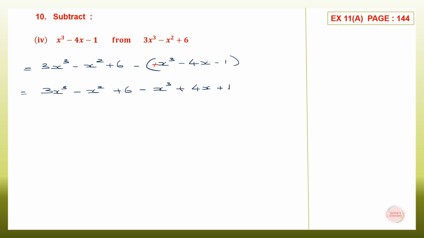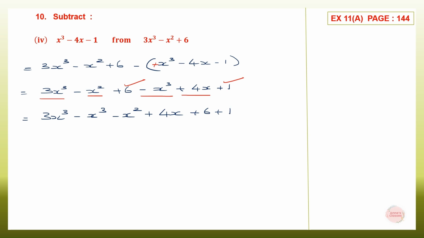Let's arrange all the like terms together. So here we have 3x cubed and minus x cubed. Let's put them together. 3x cubed minus x cubed. Then let's look for the x squares. There's only one x square, so let's write that. So that's minus x square. Now let's look at the x. Here we have only 4x there, so let's write that. Now here we have the numbers. Now we have plus 6 and plus 1. So let's write that. Plus 6 plus 1.